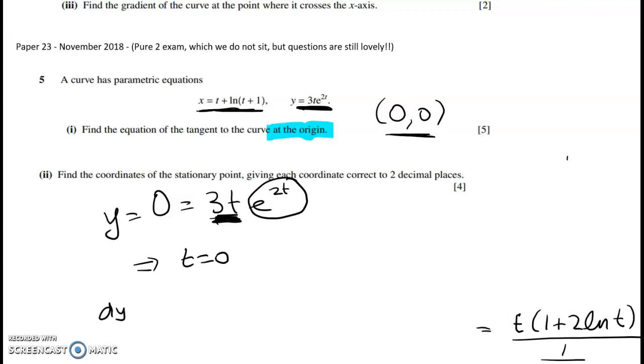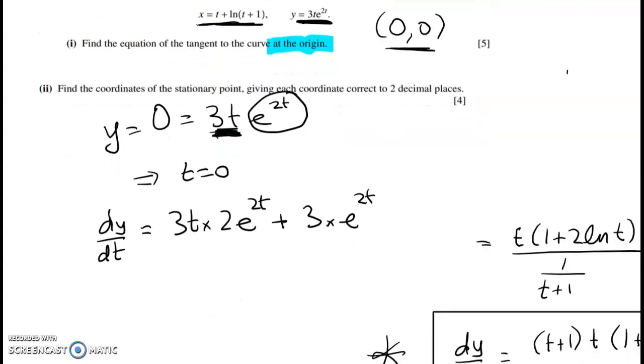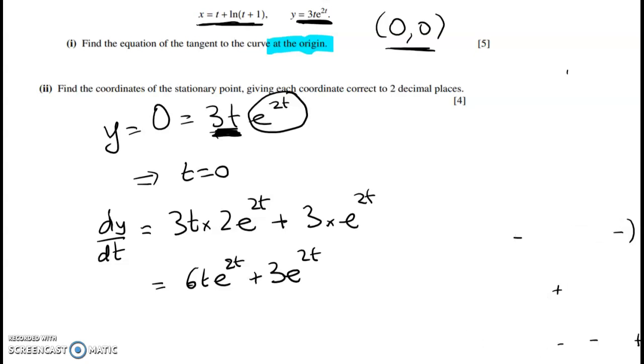All I have to do now is to find dy by dx. So quickly going through this, dy by dt is going to be 3t times 2e to the 2t plus 3 times e to the 2t. What does that give me? Well, we can clean that up a wee bit. We get 6t e to the 2t plus 3e to the 2t. That's the first bit done.